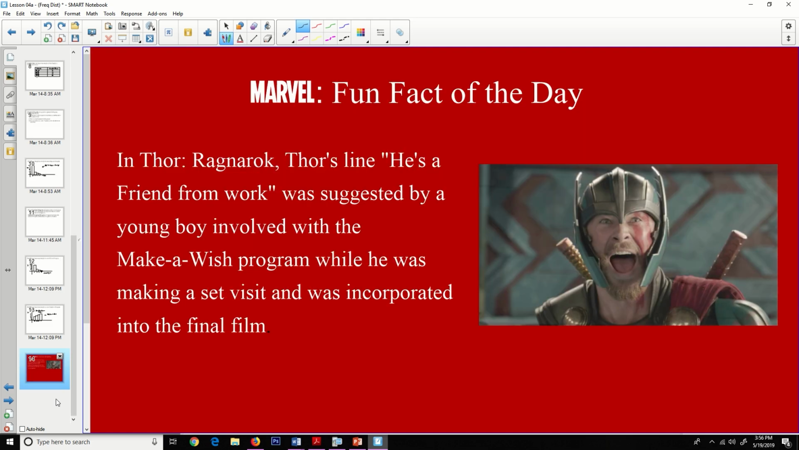So today's Marvel fun fact of the day: in Thor Ragnarok, Thor's line, "He's a friend from work," was suggested by a young boy involved with the Make-A-Wish program while he was making a set visit, and was incorporated into the final film. So that's kind of cool. I like the fact that Marvel helps those who are a lot less fortunate than them.